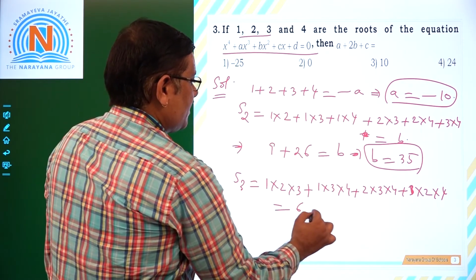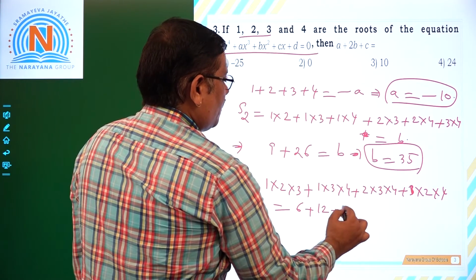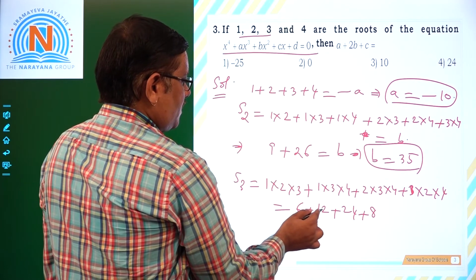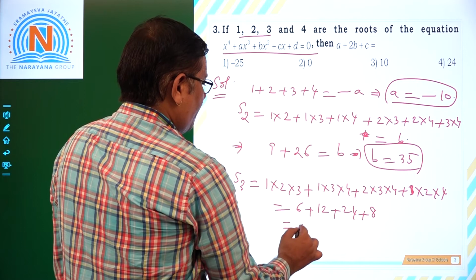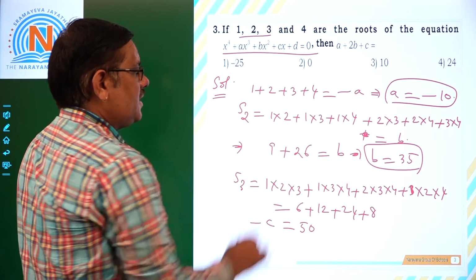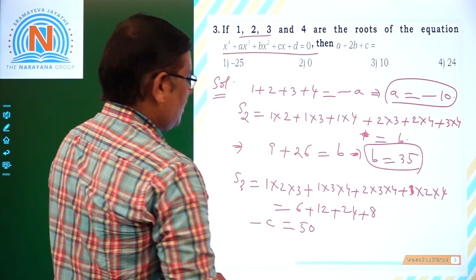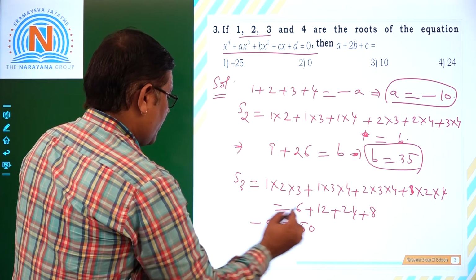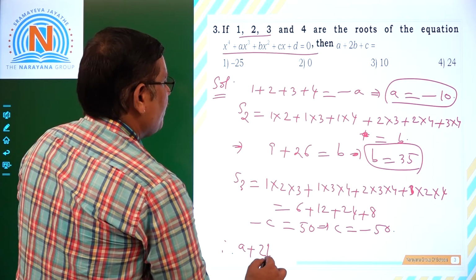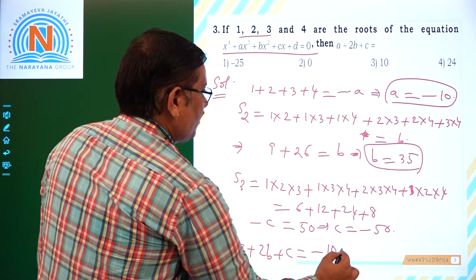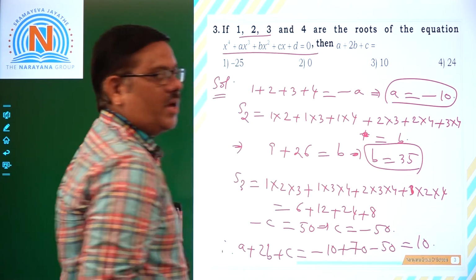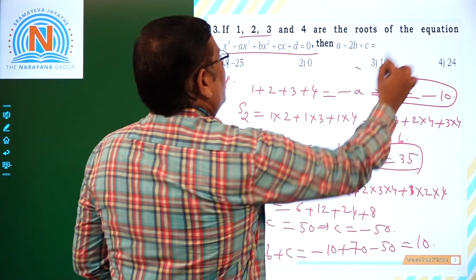So what is that? This is 6 plus 8 plus 12 plus 24, which is equal to 50. 50 is nothing but now -c. So you have a as -10, b as 35, and -c as 50. So c is equal to -50. Therefore, we want a + 2b + c. What is a for us? -10, plus 2b, 2 times 35 is 70, c is -50. That is nothing but 10. So a + 2b + c value is 10. That is nothing but the third option.